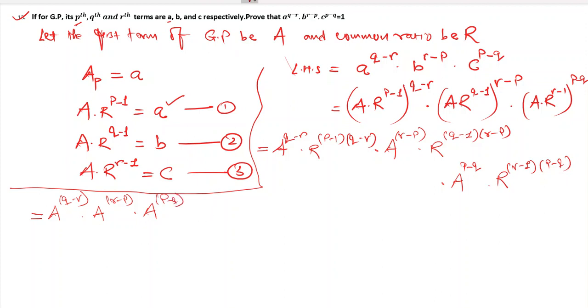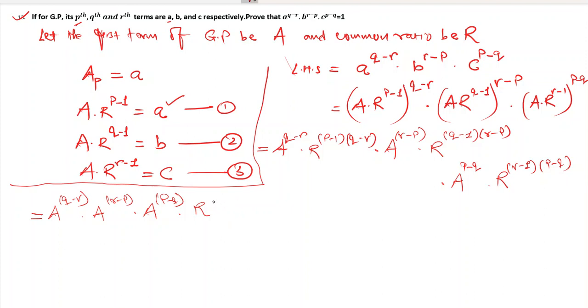Okay, so we have got the three terms with base A, now with base R. R raised to p minus 1 into q minus r, into r raised to q minus 1 into r minus p, into r raised to r minus 1 into p minus q.